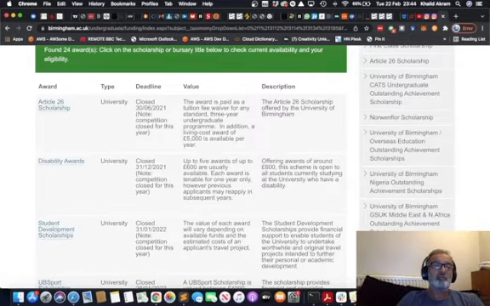So some of these that are closed, this one, for example, Article 26 scholarship. This is an interesting one. It says that the award is paid as a tuition fee waiver for any standard 3-year undergraduate program. So it's a full tuition fee waiver. That means your full tuition fee is paid for. In addition, a living cost award of £5,000 per year is available. So they will also give you £5,000 for living expenses. So this is a really good one. It expired last year on the 30th of June. Now, probably this will come up again at some point.